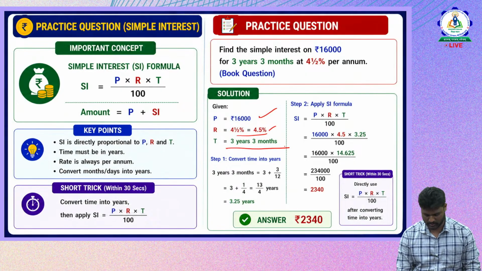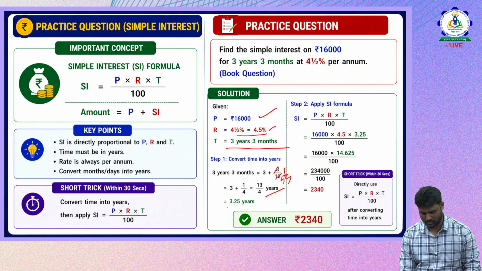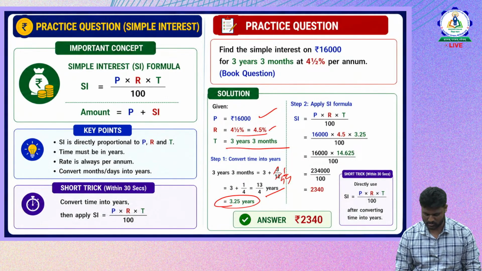Now let's convert the time into years. For 3 years 3 months, how much will it become? 3 years plus 3 months. Each year is 12 months, so 3 by 12. If you simplify this, 3 ones are 3, 3 fours are 12, so 1/4. 3 plus 1/4 becomes 13 by 4 years. That means 3.25 years.